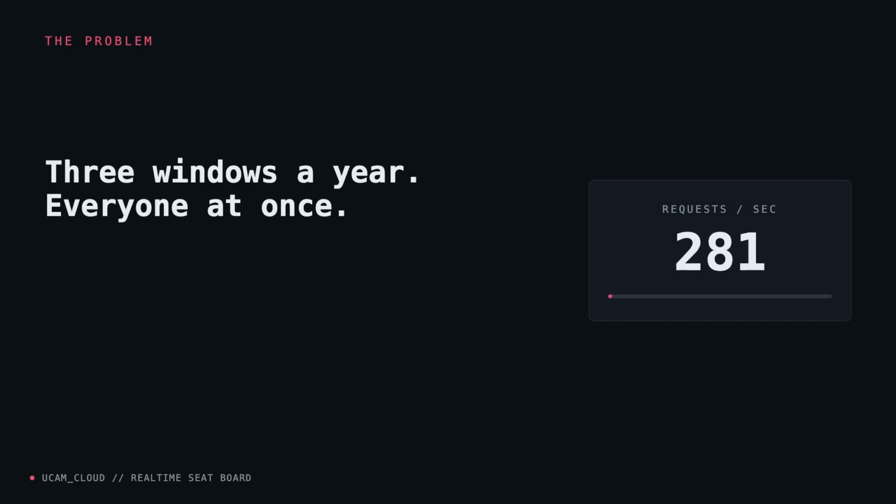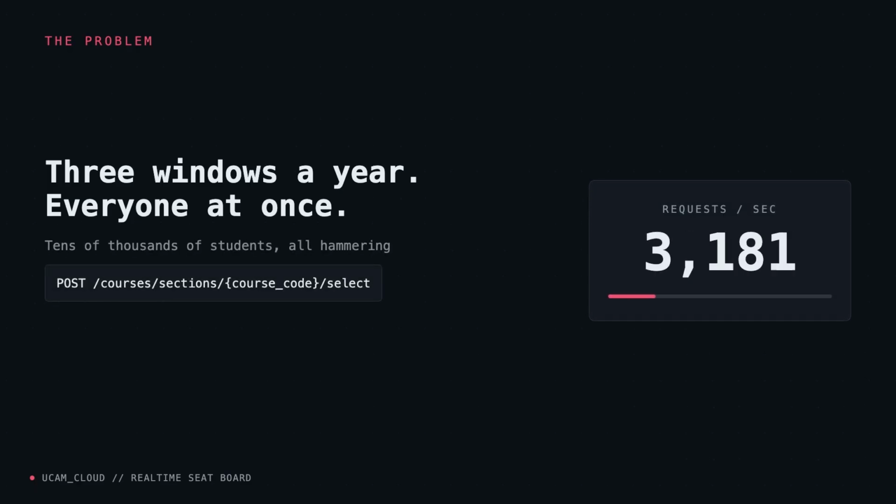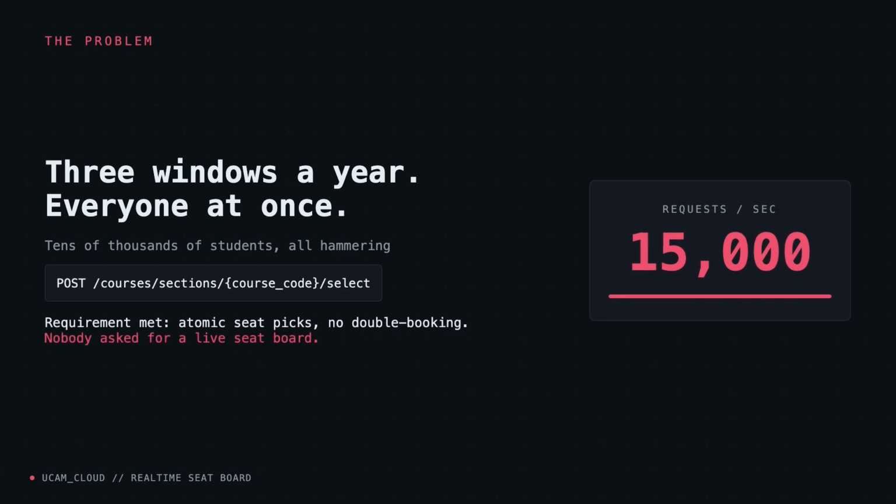Imagine this: a university with tens of thousands of students, and 3 times a year, a selection window opens. For the first few minutes, the system faces about 15,000 requests per second as students scramble to secure their seats. The challenge was clear: allow students to pick a section without the risk of double booking. However, nobody had requested a feature that shows live seat availability. That's where the real-time seat board came into play.